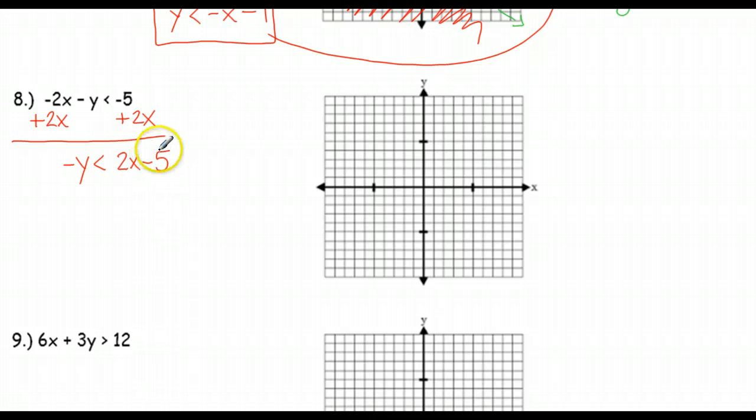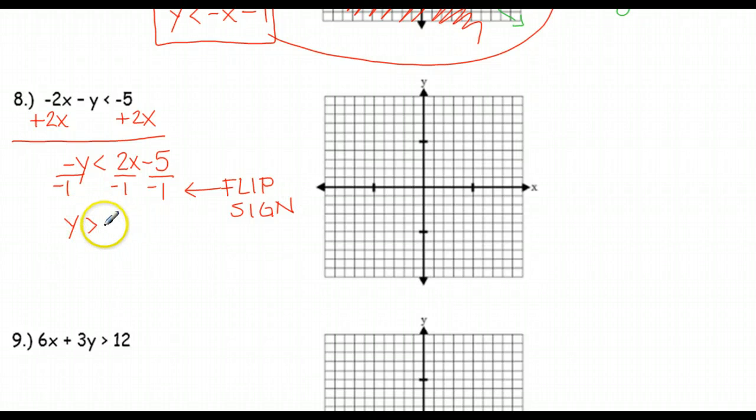Now we have one more step in this example, which is to make this y a positive. So we're going to divide everything on both sides of our inequality by negative 1. Now, we're dividing by a negative, so don't forget that we are going to need to flip our inequality sign. So when we rewrite this, we have y is greater than negative 2x plus 5.